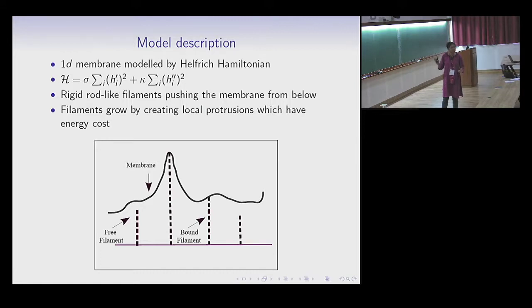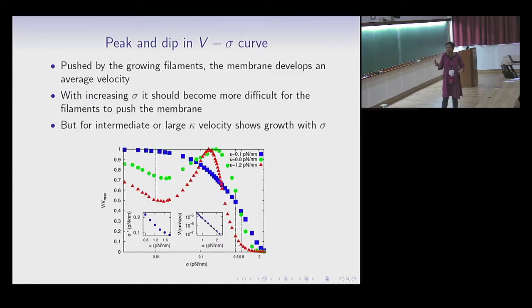So as the filaments are growing, they push the membrane upward. Pushed by the growing filaments, the membrane develops an average speed in steady state. And generally, you would expect that as you increase sigma or kappa, the surface tension or bending rigidity, the membrane velocity should decrease monotonically. Because with increasing sigma or kappa, the membrane becomes more rigid. It should become much more difficult for the filaments to push the membrane. So the velocity should decrease monotonically.